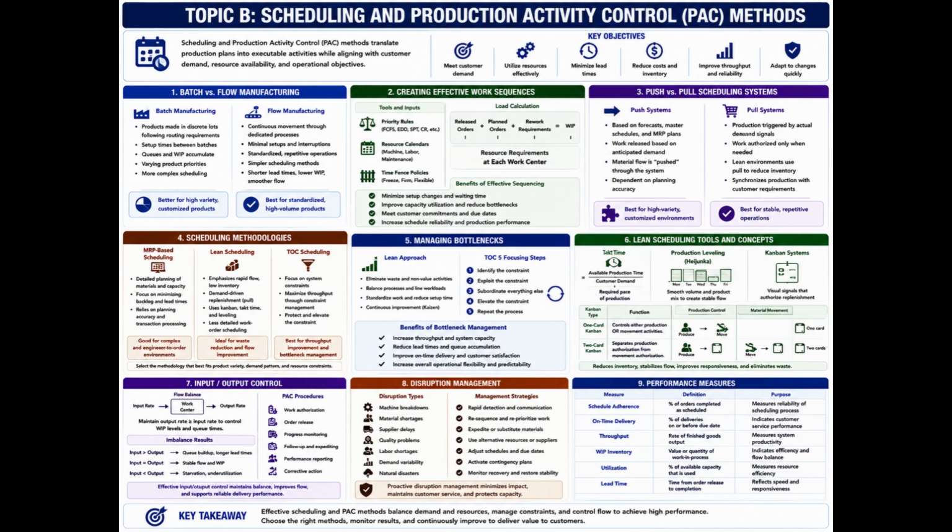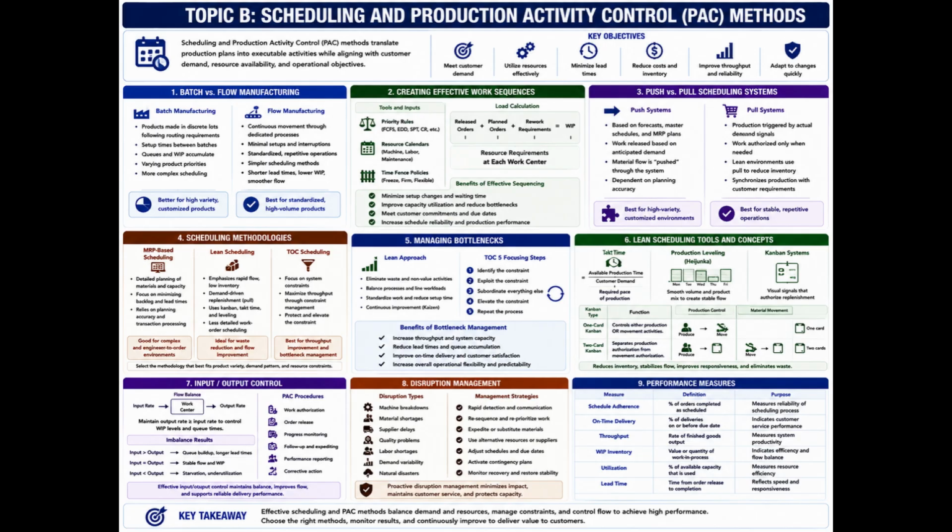Input-output control plays a significant role in maintaining desired work-in-process levels and controlling queue times. By comparing the rate of work entering a work center with the rate of completed output, managers can identify imbalances before congestion develops. Excessive input relative to output increases queue times, extends lead times, and creates inefficiencies throughout the production process. PAC procedures support this control through work authorization, order release, progress monitoring, and feedback reporting.